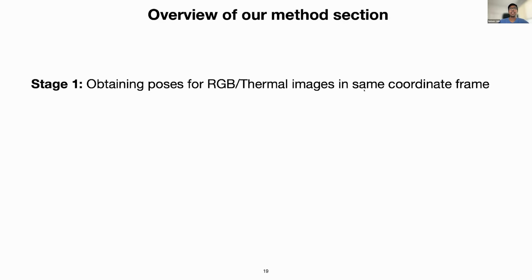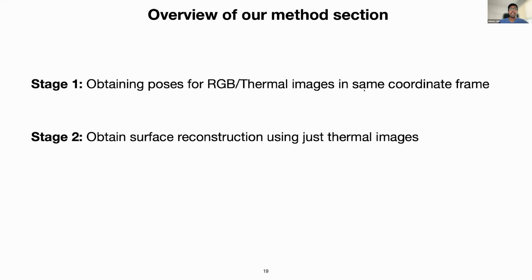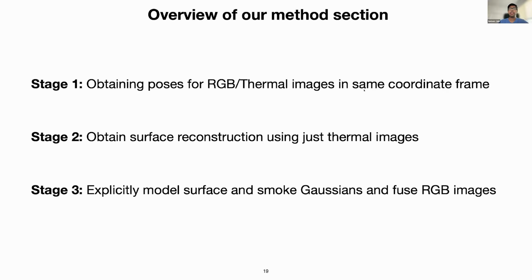3D reconstruction methods such as Gaussian splatting treat pose estimation as a solved problem. They rely on COLMAP or MASt3R-SfM to get a pose estimate. But in our case, COLMAP fails to register most of the images, so we have to create a custom pipeline to estimate the poses. In stage 2, we just do the surface reconstruction using the thermal images. And in stage 3, we fuse in the RGB information and explicitly model the surface and smoke Gaussians.